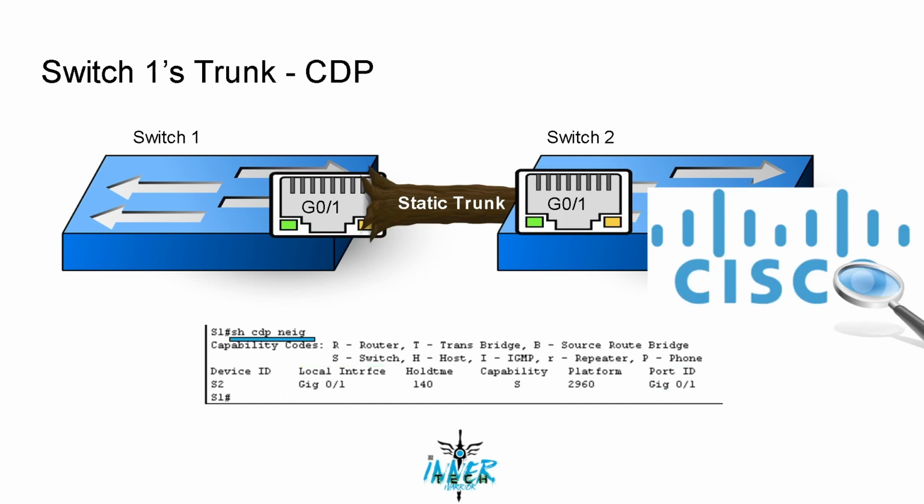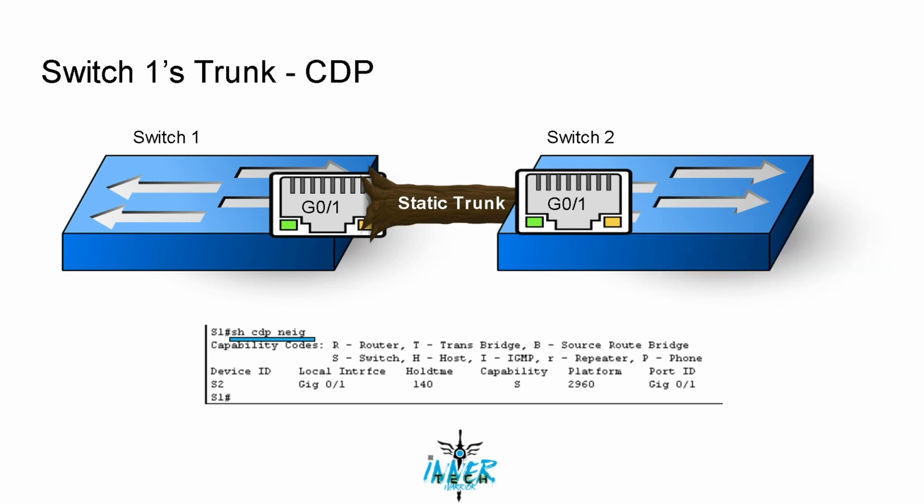The show CDP neighbors command means show me the devices connected to this device that also have the Cisco Discovery Protocol enabled. That's what allows us to see the other Cisco devices connected to the one we're on. If CDP was disabled on the other devices, we wouldn't see them. But for now, it's enabled, so we can see that switch 1's port G0/1 is connected to switch 2's port G0/1.